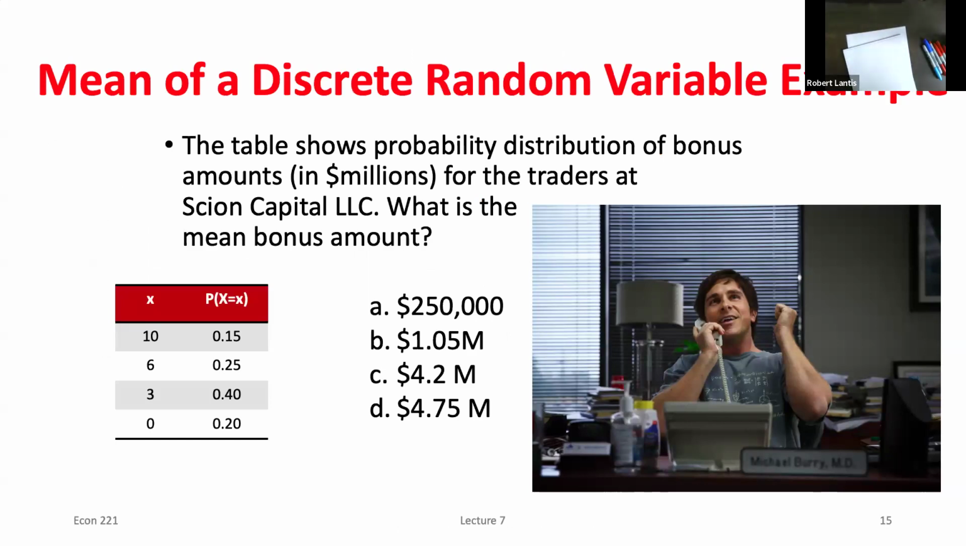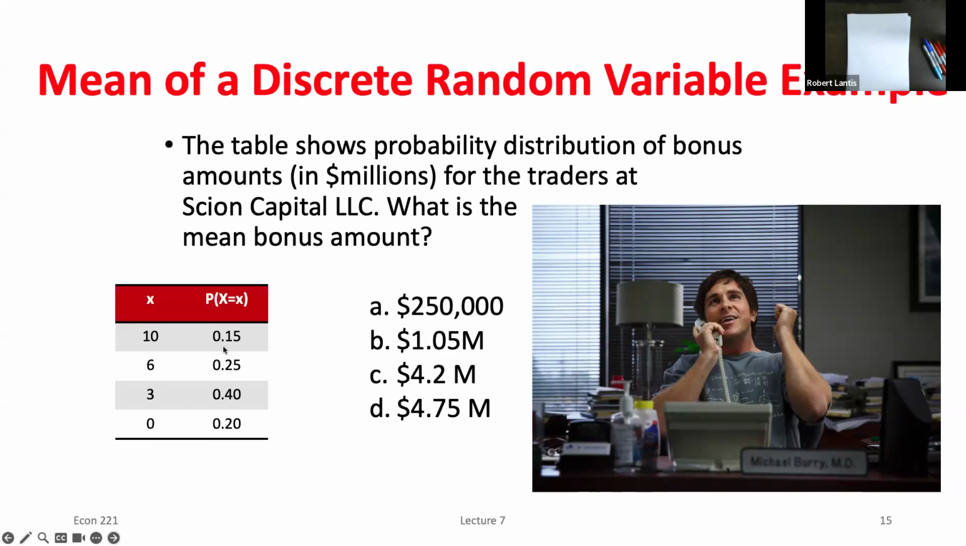Thinking about what's the mean bonus amount. So this is where also I want to start to go into a little more intuition when we're looking at problems and not getting too lost in the formulas. So here, if I wanted to know what's the expected value, what's the mean bonus amount? So this is like some crazy big company and they're giving millions of dollars out in bonuses. This is a goofy example, but stay with me, right? So 10 million, 6 million, 3 million, 0 million.